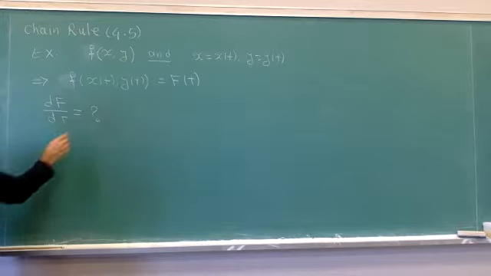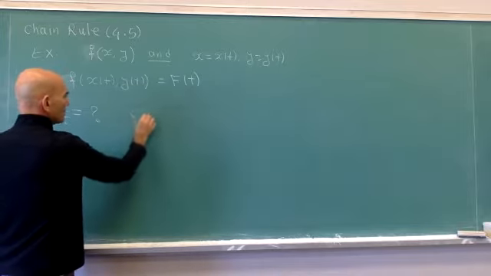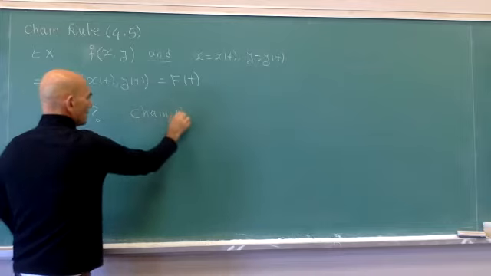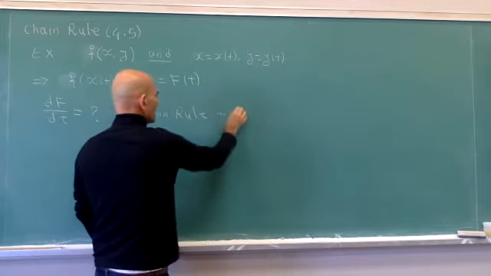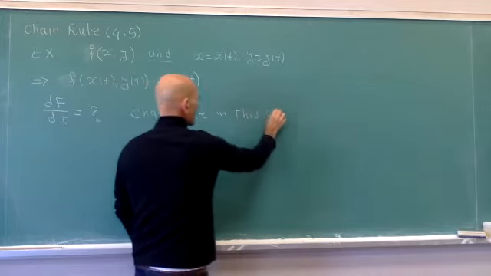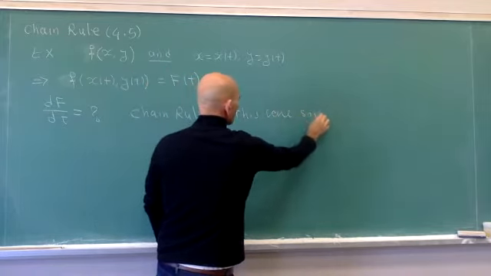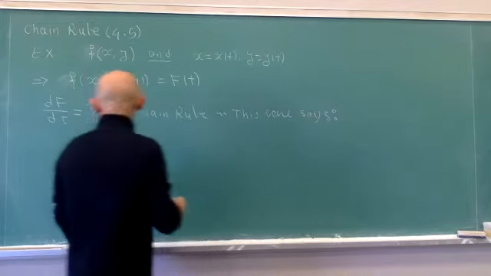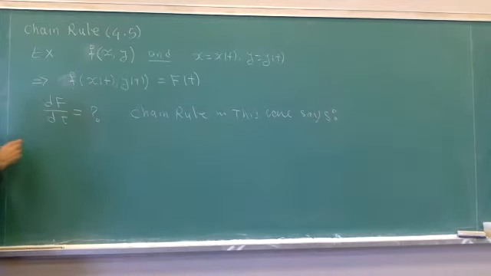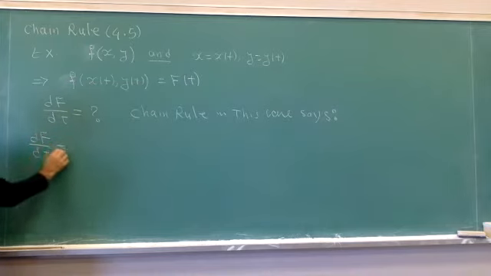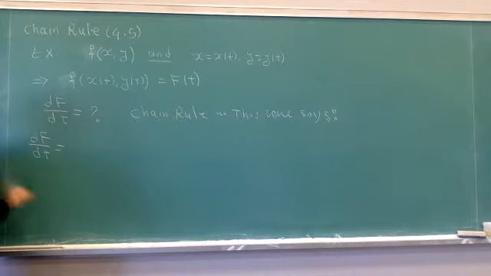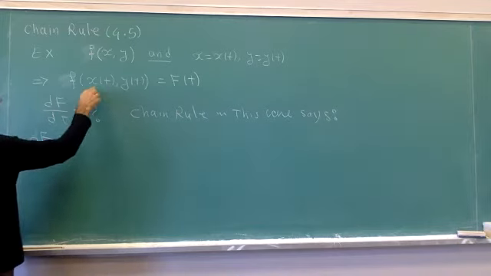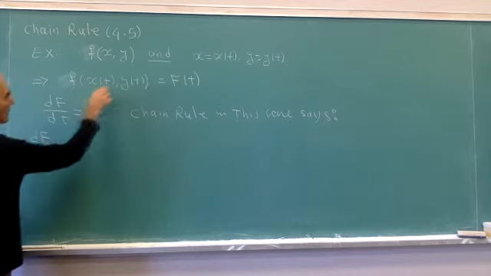Okay, so then the chain rule is the following. Chain rule in this case says to compute df dt, we have to compute partial derivatives of f with respect to x and with respect to y, and then multiply those results by derivatives of x and y with respect to t.